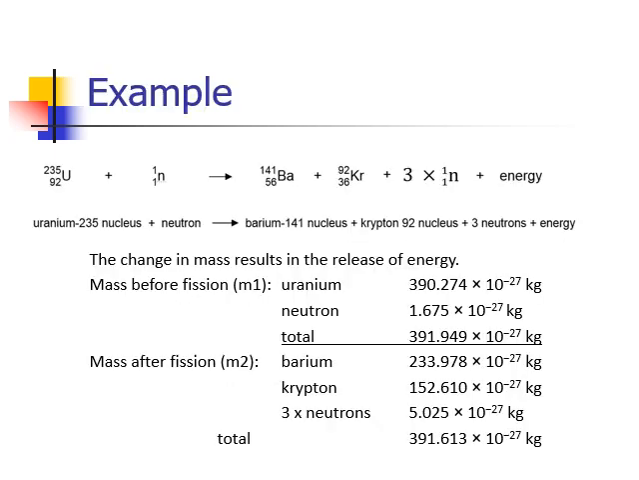So let's have a look at an example of the kind of calculations you would need to do for higher physics. So here we have a nuclear fission reaction. How can we see that? Well, on the left there we've got a large nucleus, uranium-235, and on the right of the arrow in the product side we've got two smaller nuclei, barium-141 and krypton-92.